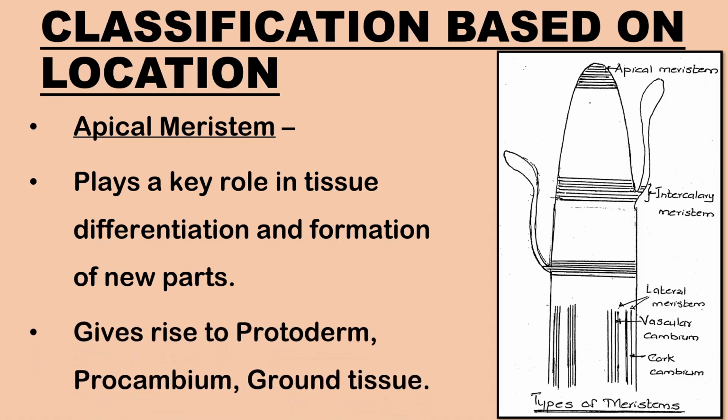Apical meristem gives rise to protoderm, which forms the epidermis, procambium, which forms the vascular tissue giving rise to the primary xylem and phloem, and the ground tissue, which forms the cortex and pith.